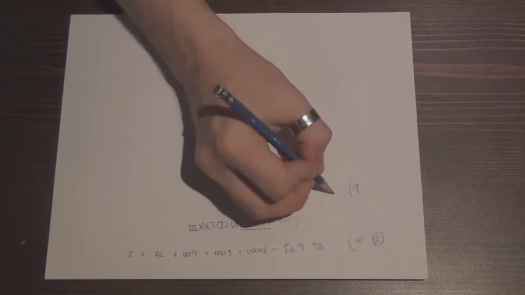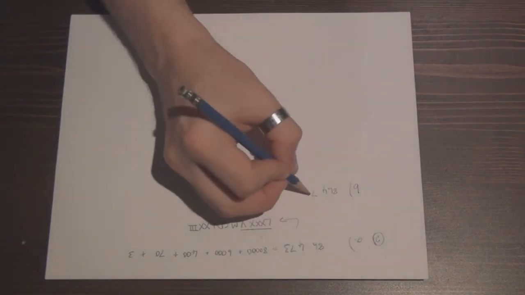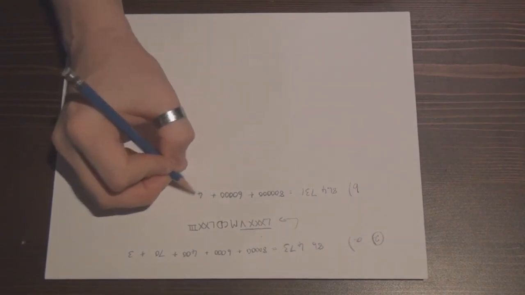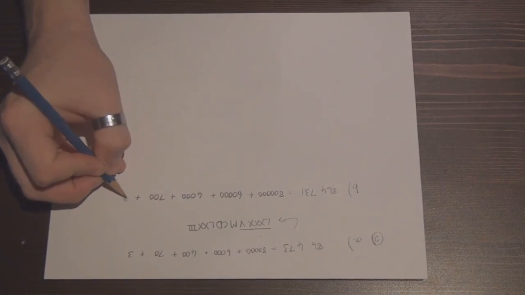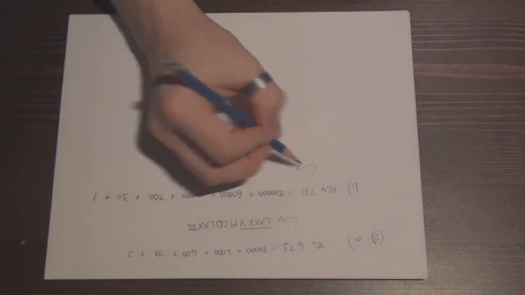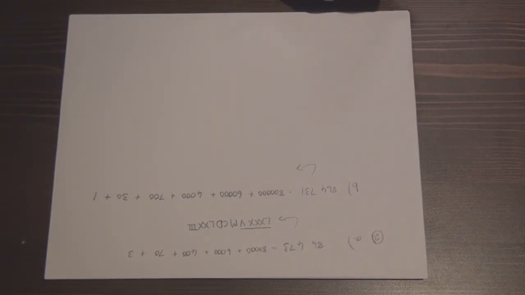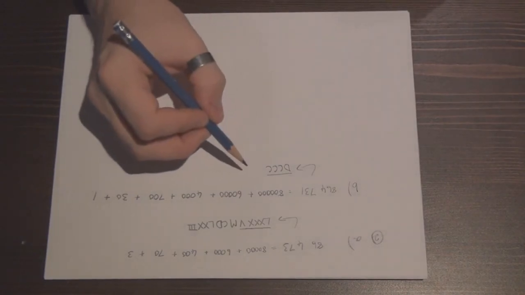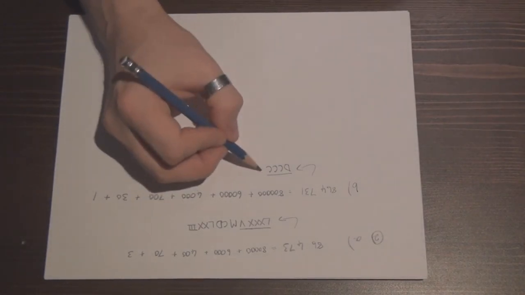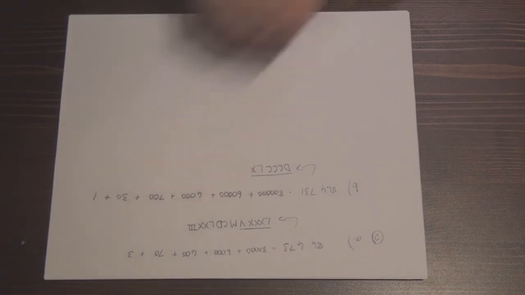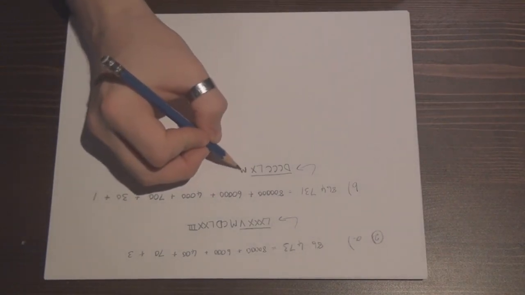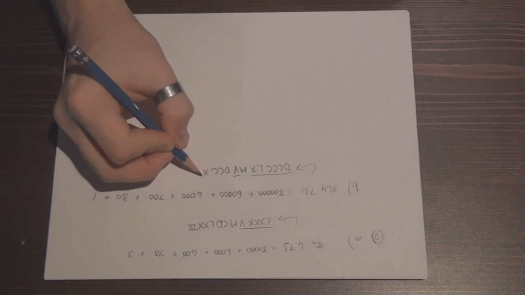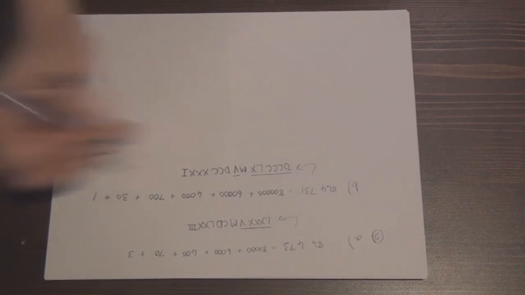Next number, 864,731. So it's 800,000, 60,000, 4,000, 730, and 1. So 800,000. So 800 is what? That's DCCC, 1,000. 60,000, what is 60? 60 is LX, and I continue my line. 4,000 is a special pair, it's 1,000 less than 5,000. 700 is DCC, 30 is 3 X's and a 1. We're done.